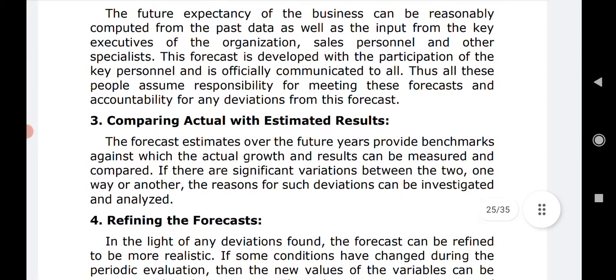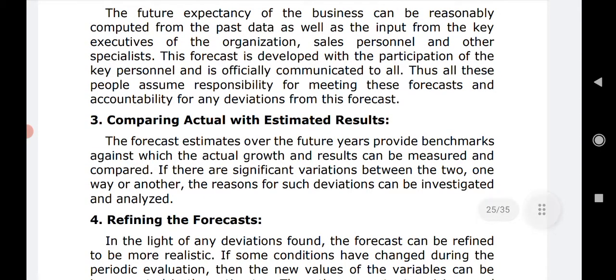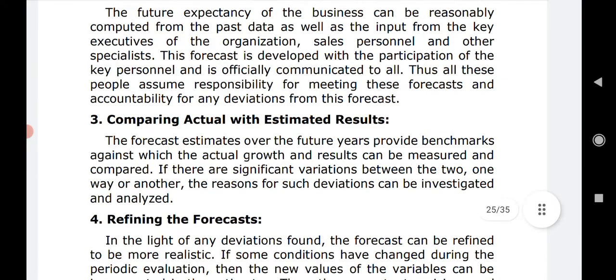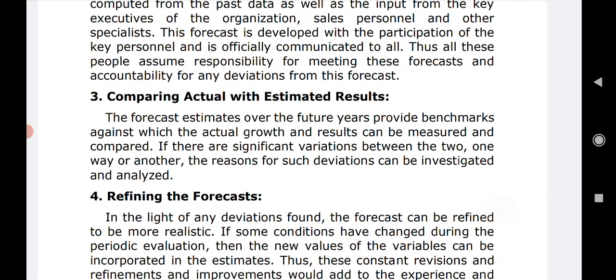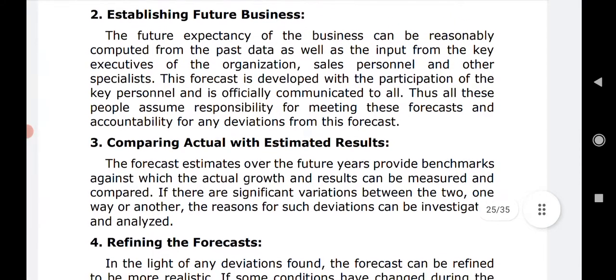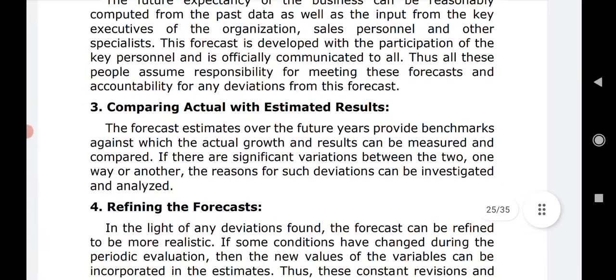So this forecast is developed with the participation of key personnel and it is officially communicated to all of them. Thus all these people assume a kind of responsibility for meeting this forecast, and even share the accountability of any deviations from the forecast. So future business is being established, right?